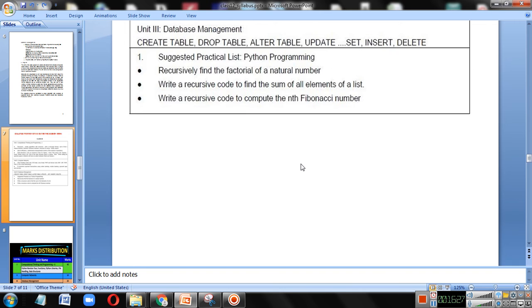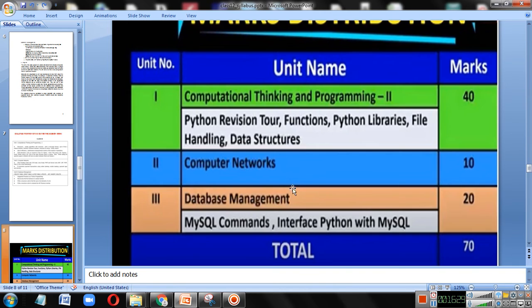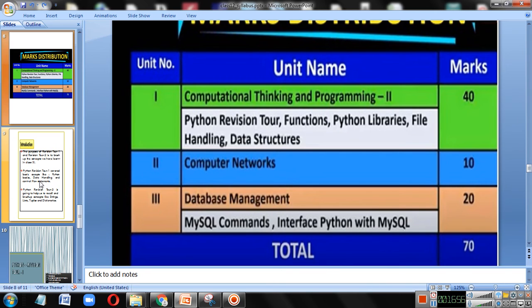Now once again I will highlight the marks distribution for you here. Computational thinking and programming carries 40 marks, which covers revision tours, functions, Python libraries, file handling, data structures, etc. Computer networks carry 10 marks, database management carries 20 marks, covering MySQL commands and interface of Python with MySQL, totally 70 marks.